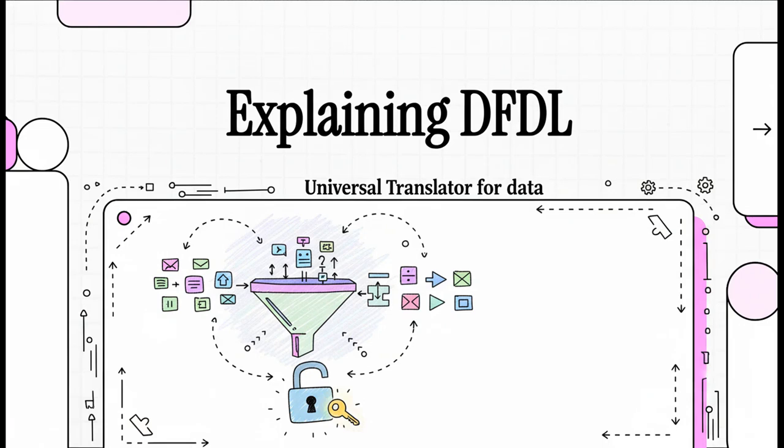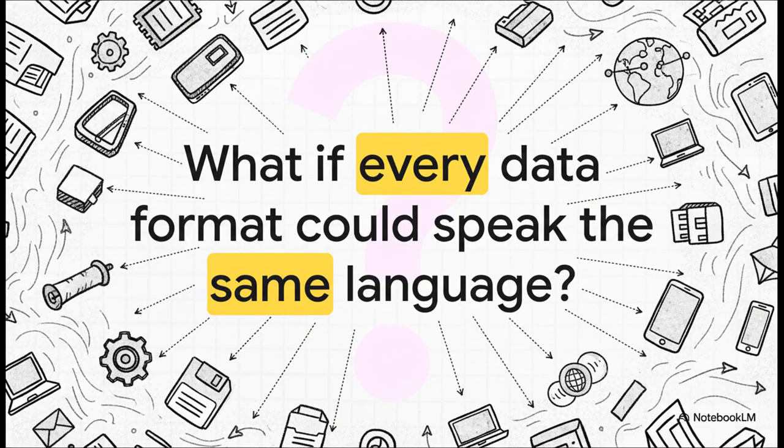Hey everyone, and welcome. Today, we're going to crack the code on what is essentially a universal translator for the entire digital world. We're diving into something called DFDL, the Data Format Description Language. Just think about that for a second. What if every single chunk of data, no matter how old or weird its format is, could be understood by any modern system instantly? Well, that's the big idea we're exploring today.